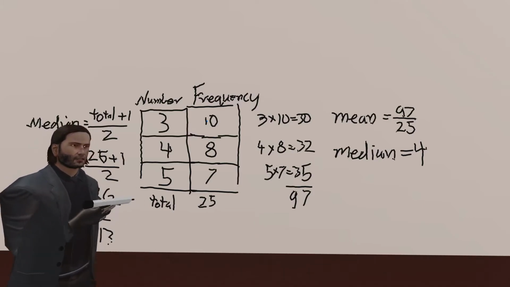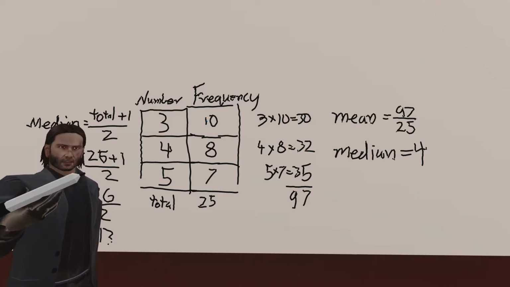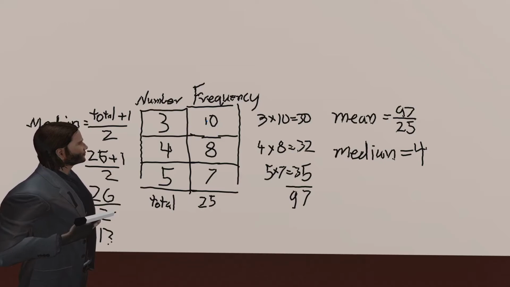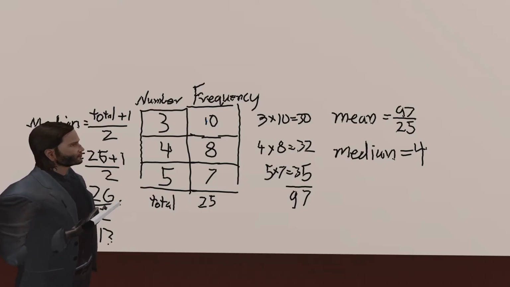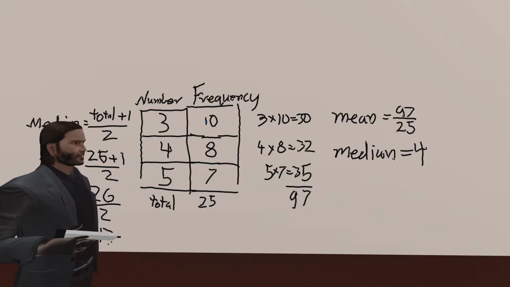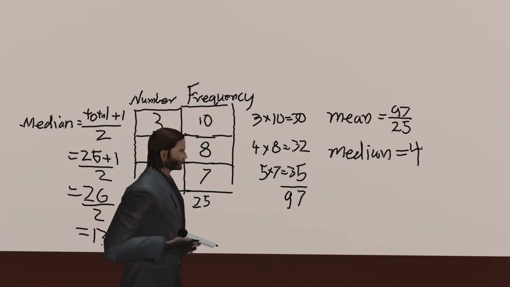Now, how would you get the mode for this? Well, the mode is the most common number. So what's the most common number? Well, 3 has the biggest frequency, so then 3 must be the mode. Let's write that down.